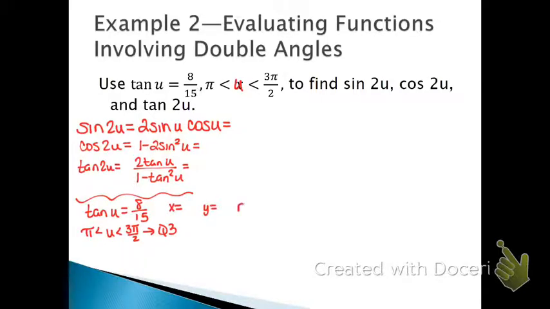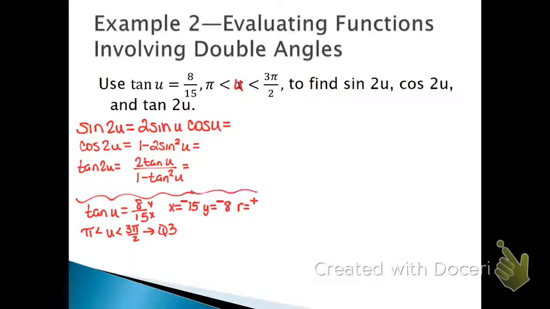If I'm in quadrant 3, what do I know about x? And what about y? What about r? It's always positive, right? So if I know tangent is 8 over 15, what is tangent in terms of x, y, and r? So what is y going to be? But actually it's a negative 8, correct? What about x? Negative 15.